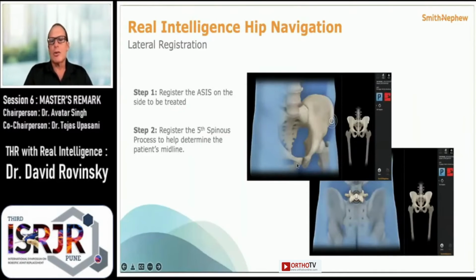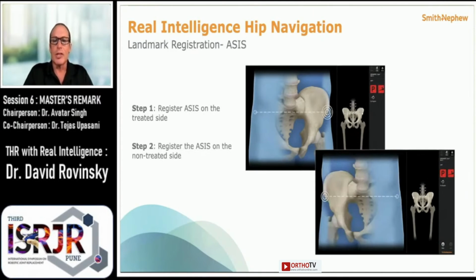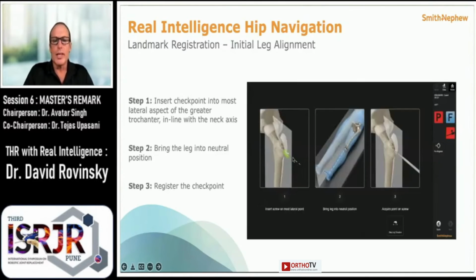Now, if you're in a lateral position, you're going to register the ipsilateral or the high ASIS and the L5 spinous process. And then when you register the acetabulum, that gives you your third point to define the anterior pelvic plane. If you're doing a supine approach, a direct anterior approach, you just register the ASIS on both sides. We then insert a checkpoint marker in the greater trochanter. We bring the femur up to the zero or neutral position, and we register that location.